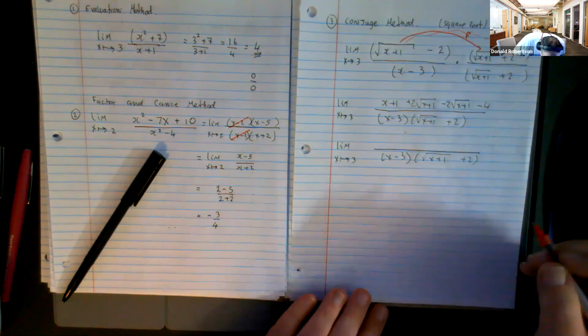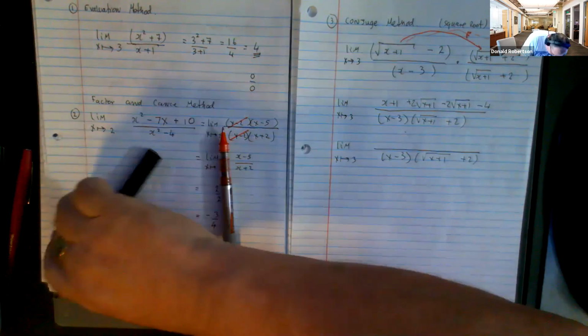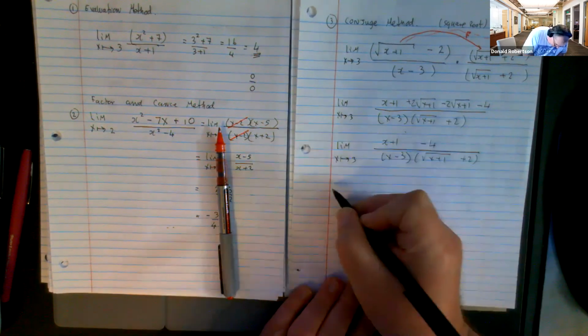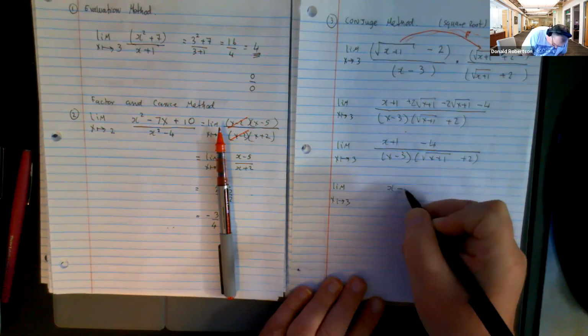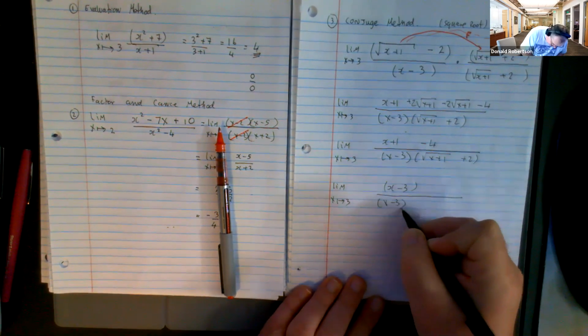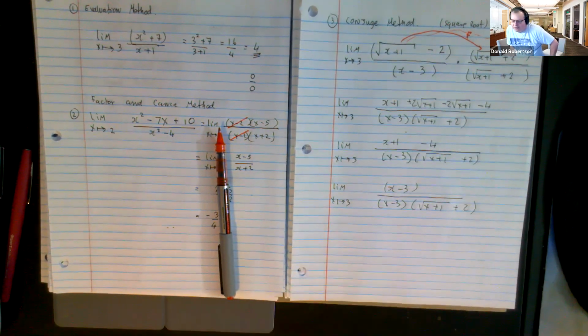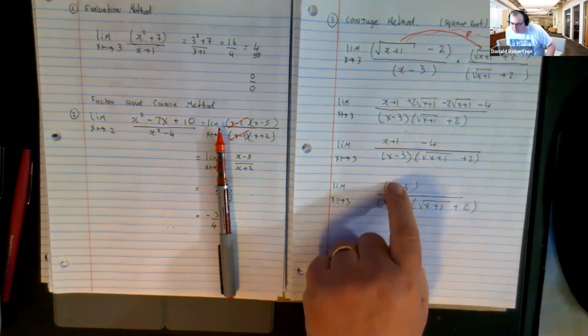Because, can I count? Yeah. So what do I have left? I have an x plus 1 and a takeaway 4. Which of course gets me x minus 3, put a little bracket around it, over x minus 3, the square root of x plus 1 add 2. Not only did the square roots disappear, something else magical has happened. Can you see a cancel?